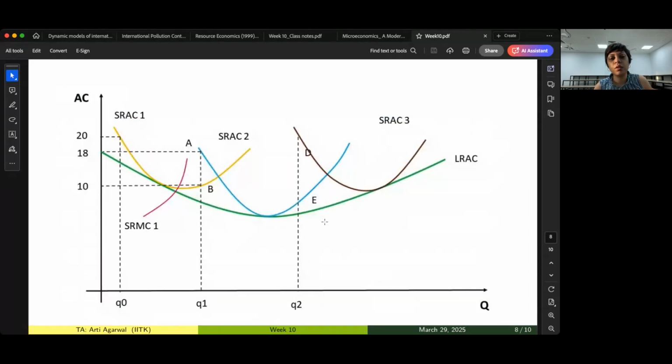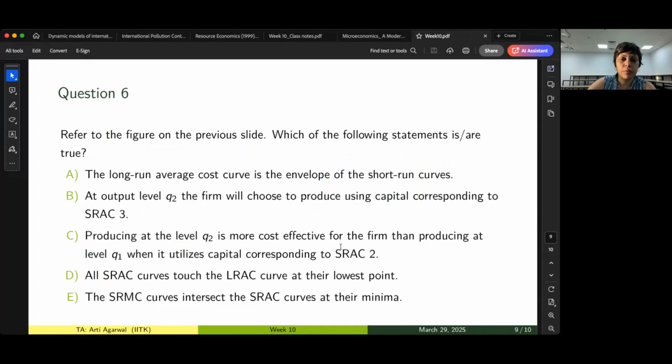Now, this is not always true because if you again look at this diagram, the short run average cost curve can be tangent to the long run average cost curve at any point, not necessarily at its minimal point. It may be the minima of the short run average cost curve or it may not be. So there is no guarantee that it is always going to be the minima at which it is tangent to the long run average cost curve.